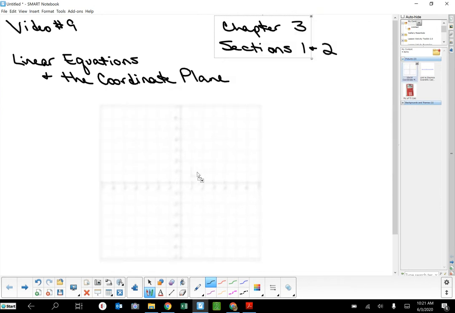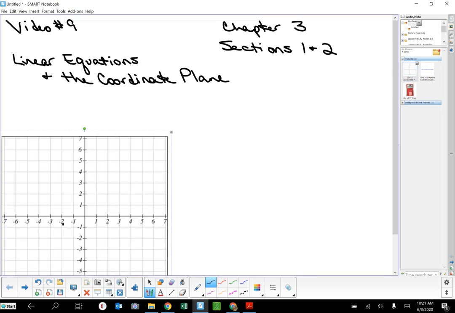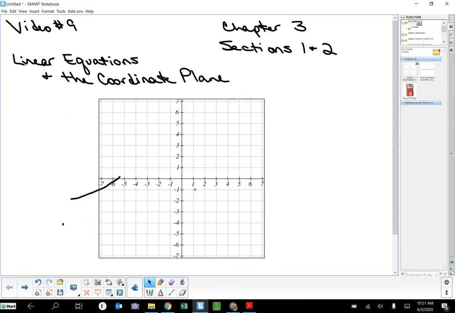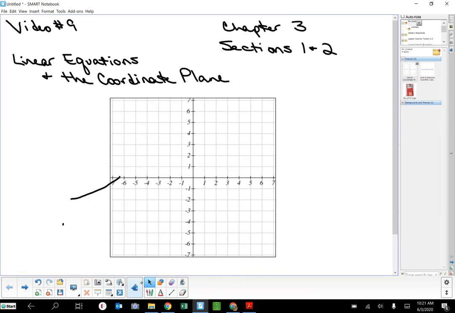Grab a coordinate plane. If you could pause this and just take a minute to draw that on your paper. So give yourself a little coordinate plane. It really doesn't matter how far out you go. You can go up 5, down 5, whatever. So give yourself a pause, put one of those on there.